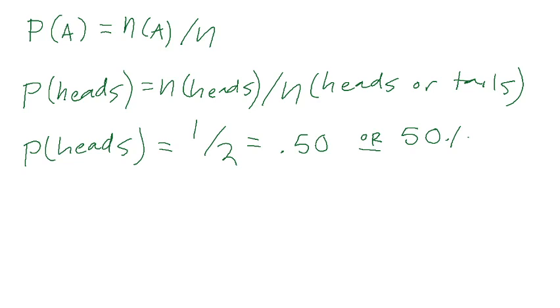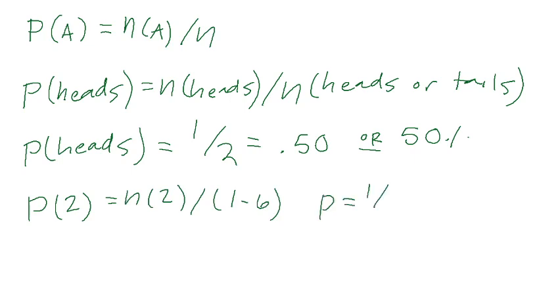We can take the same example for, say, a dice roll. Maybe a dice has numbers 1 through 6. We're interested in how likely we are to roll a 2. So the probability of rolling a 2, over all possible outcomes, 1 through 6, would be P equals 1 over 6, which equals about 0.16 or 16%.